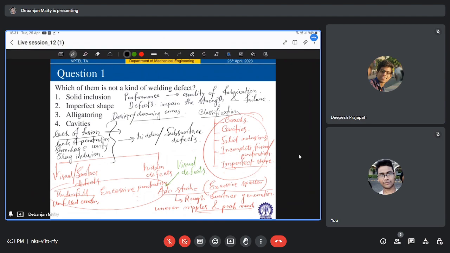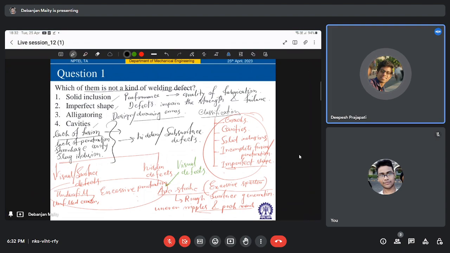So coming to the question, which of them is not a kind of welding defect? Solid inclusion is a welding defect. Imperfect shape is a welding defect. Cavities is a welding defect. Are you familiar with alligatoring? So this is not a welding defect really, but this is a defect which generally forms during metal forming. Right? Yes, sir.